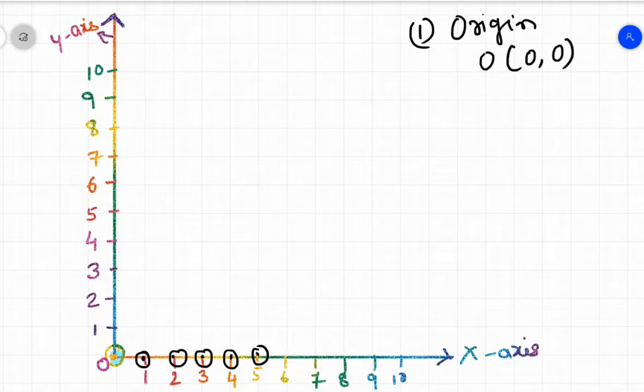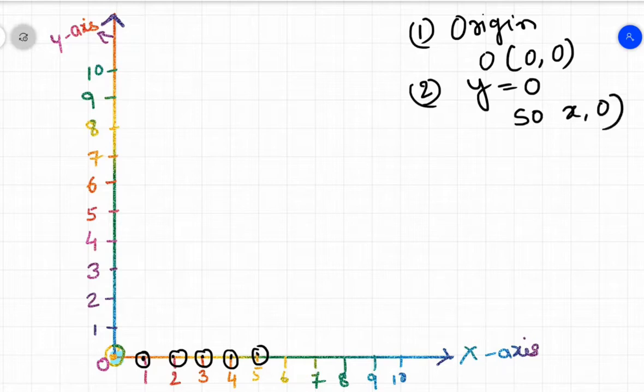For all the points lying on the x-axis, y is equal to 0. Y is equal to 0 for all the points which lie on the x-axis. That will be x comma 0. So you will write x comma 0. This is the point. What are the coordinates? The coordinates of the point are x comma 0. For x, it can be anything, 1 or 2 or 3 or 4 or 5, depending on the value of x.